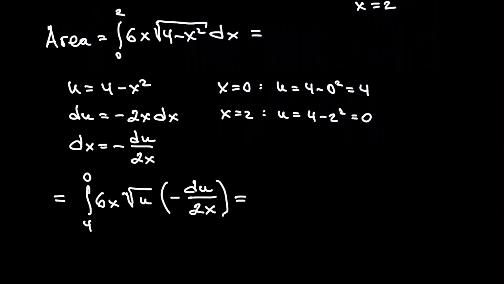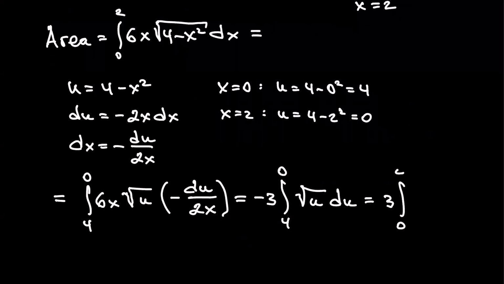We see that x nicely cancels out here, and 6 and 2 are both divisible by 2. So this is equal to negative 3 times the integral from 4 to 0 of square root of u du, which is equal to, if we change the order of integration and get rid of the negative sign, 3 times the integral from 0 to 4. And rewrite square root of u as u to the power of 1/2 du, because square root is just u to the power of 1/2.